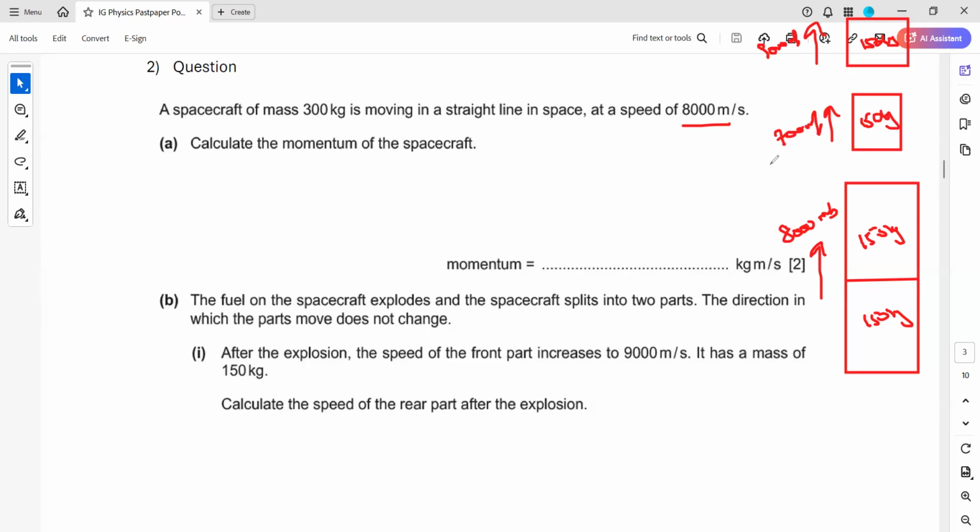Okay. The question is to calculate the force on the front part. So how do we calculate the force on the front part? The change in the momentum of the front part. So what is the change in momentum? 150 into 8,000, that is the initial momentum. And 150 into 9,000, that is the final momentum. We just subtract them to get impulse, and impulse divided by time, we'll get the force.